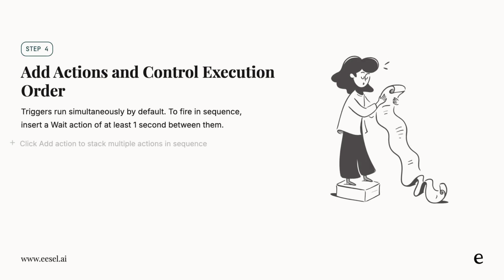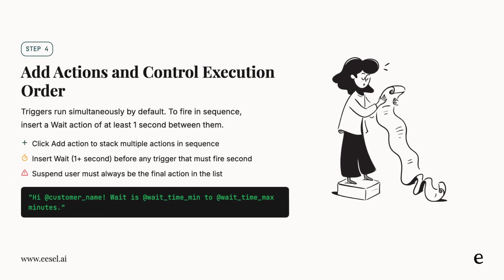Add at least 1 action. If you're using multiple, order them intentionally and insert a wait action before any that need to run second. Placeholders like customer name and wait time min pull in live data at fire time. Note: wait time placeholders only work for groups that routed a ticket in the last 7 days.